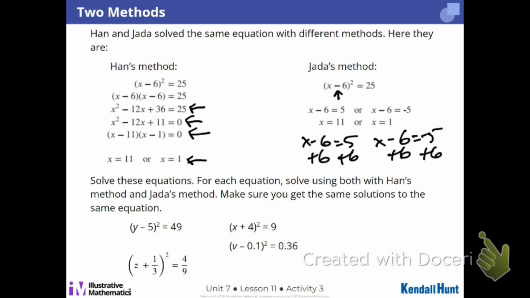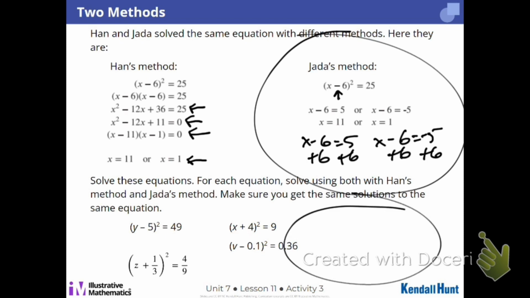There it is. Okay, so I want you to try Jada's method for those 4 problems at the bottom, please. Eyes up here, mouths closed. Who's going to help me set up that first one? I'm going to do all the work over here and then erase it between, so make sure you're writing down.